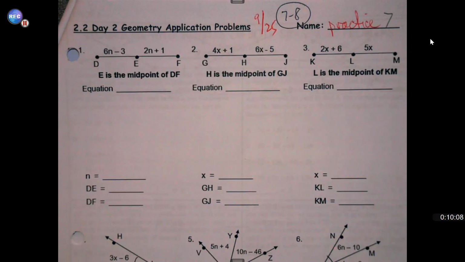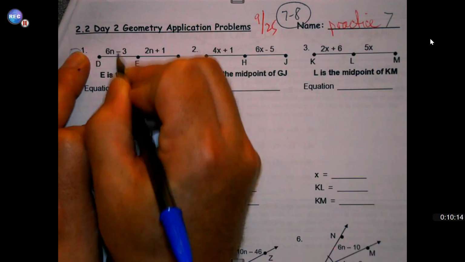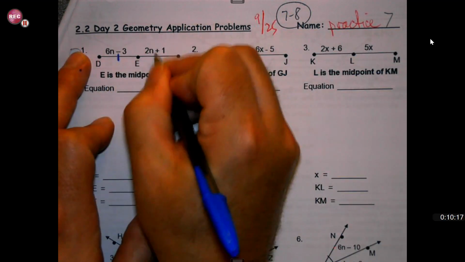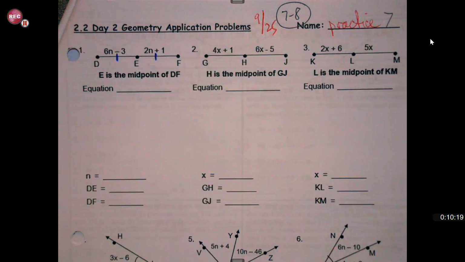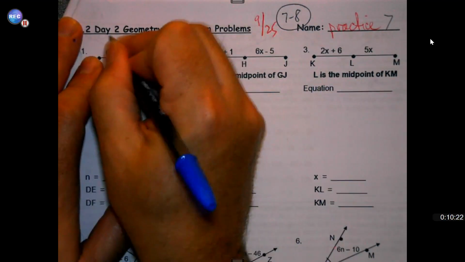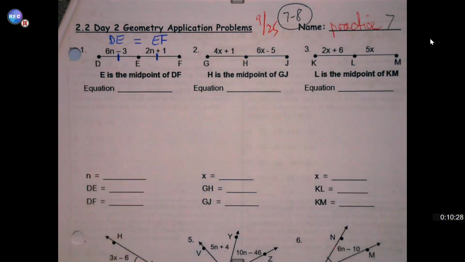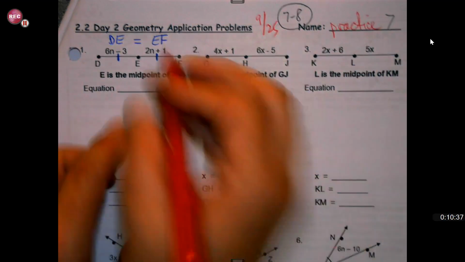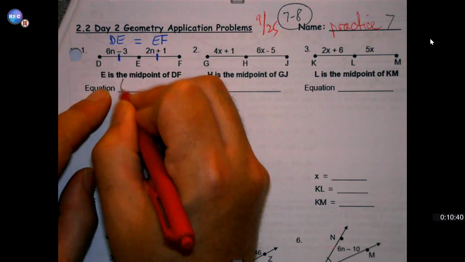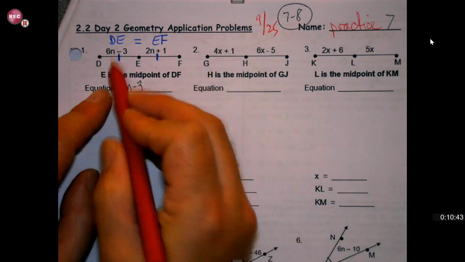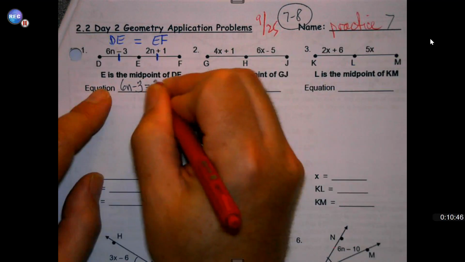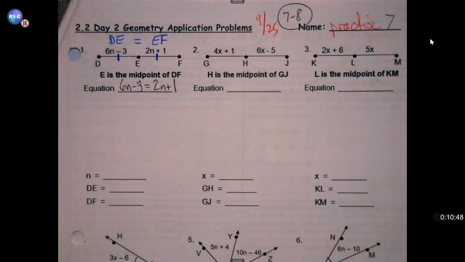Midpoint is the middle, which means that DE and EF are the same. Okay, so here the DE equals EF. If that's the midpoint, it cuts it into two equal pieces. So if that's true, then 6n minus 3, this piece, should equal 2n plus 1, this other piece.